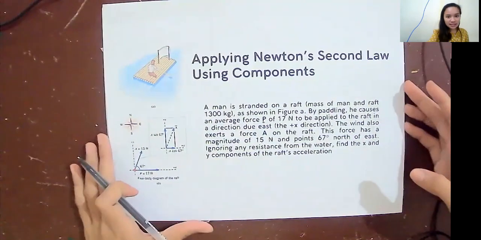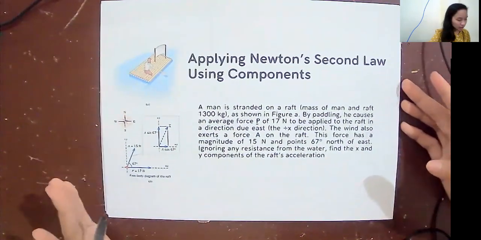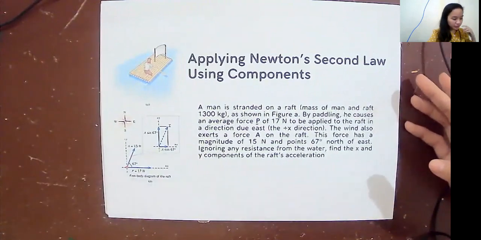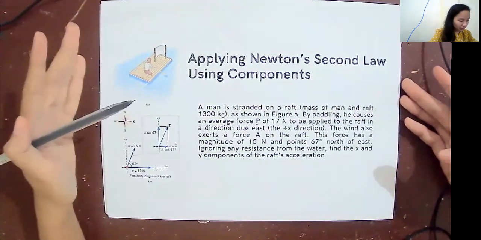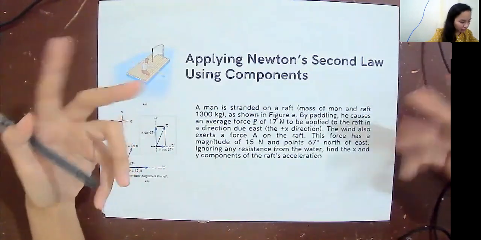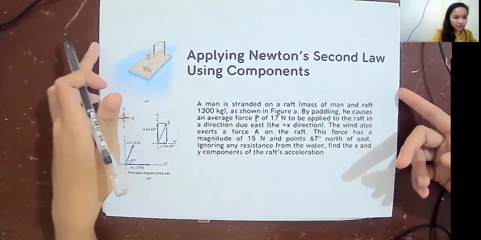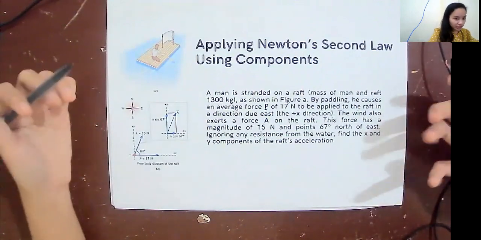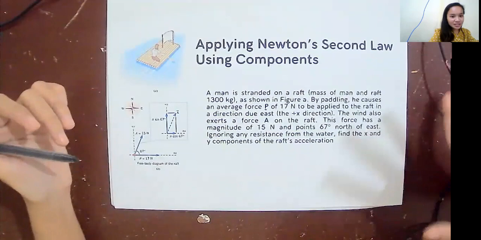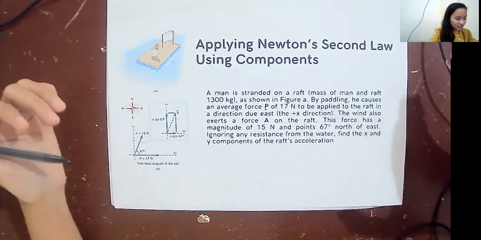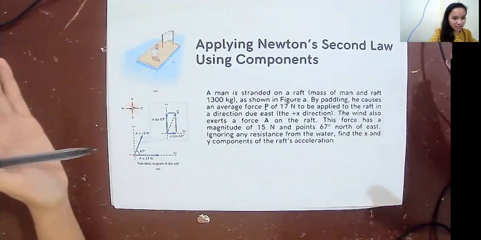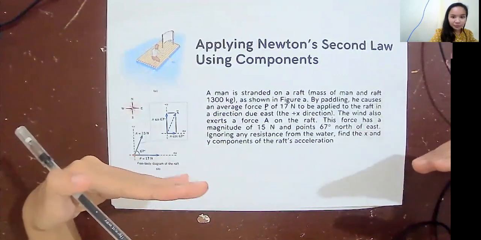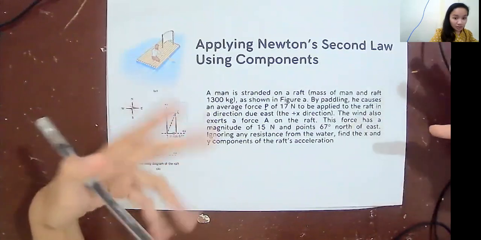Okay, so now for the next example, we have here applying Newton's second law using components. For our previous example, that was purely Newton's second law, and for this one, we are going to use components. Okay. So when are we going to use components? When the direction of our force is not exactly on the y-axis or the x-axis. So we have here a slanted direction for our force.